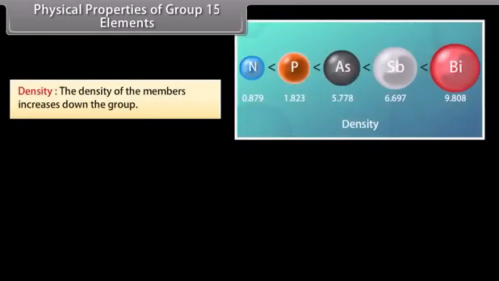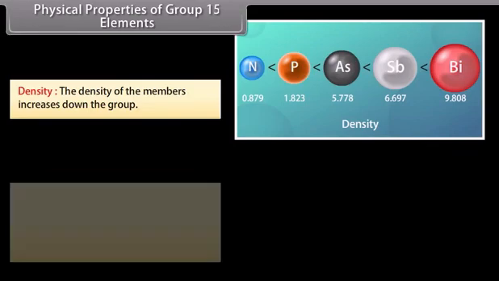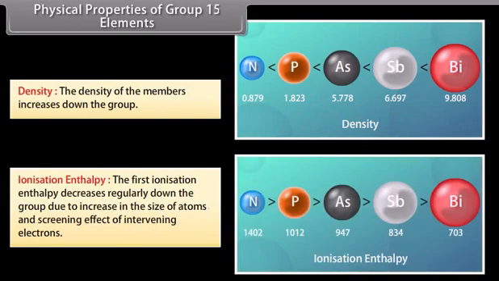Density. The density of the members increases down the group. Ionization enthalpy. The first ionization enthalpy decreases regularly down the group due to increase in the size of atoms and screening effect of intervening electrons.